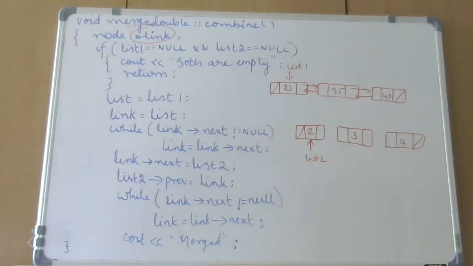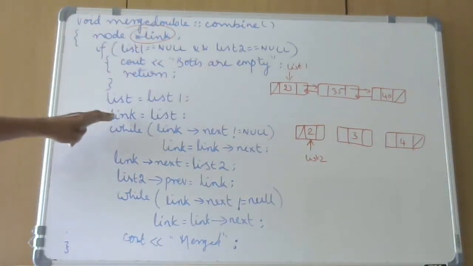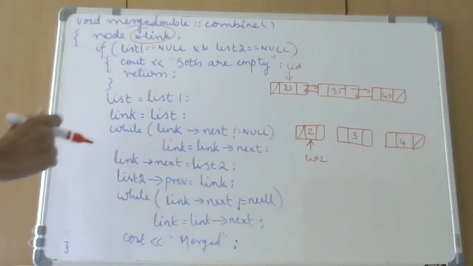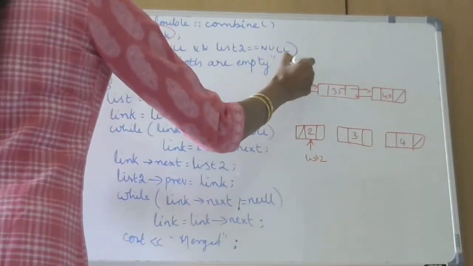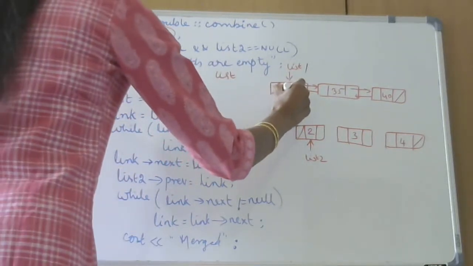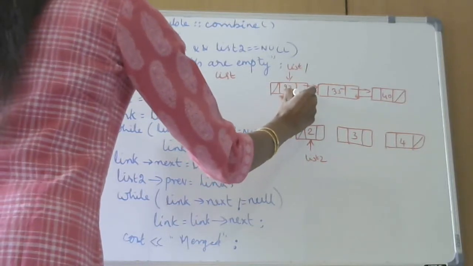List is equal to list 1. We have already seen in the declaration, I had taken one more list as list. We have list 1 and list 2, I am going to merge and put it in list. So I am assigning list 1 to list. Link is equal to list. We have taken a pointer variable link, and I am initializing link to list. That means this is list 1, I call it as list, and I am assigning it to link. So link is actually currently pointing at this location.